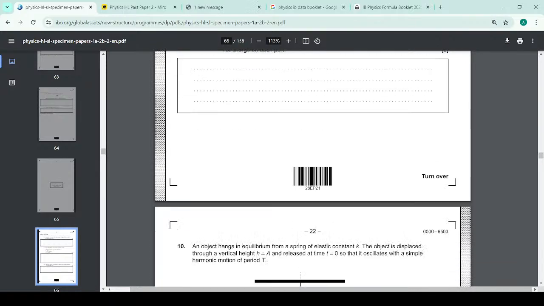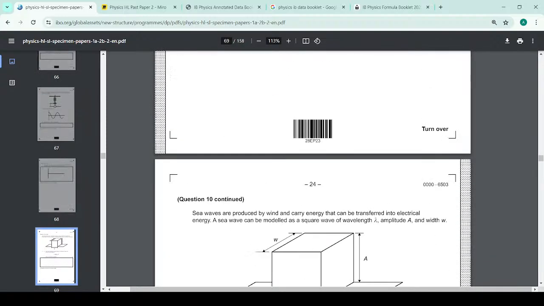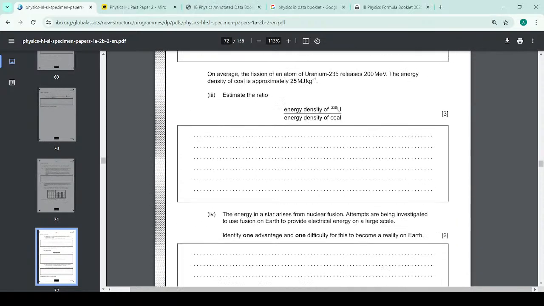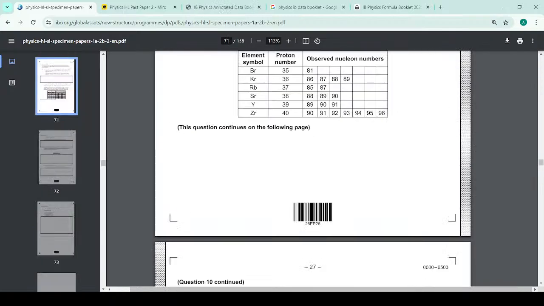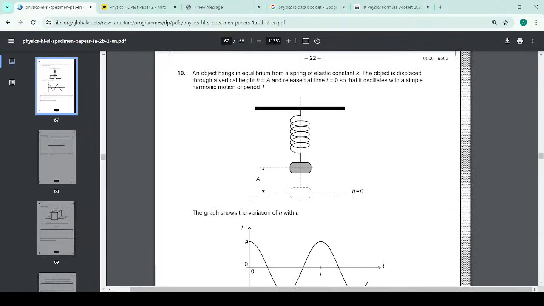And okay, so question 10. Right, so we can do question 10 for sure. Wow, question 10 is long. Okay. An object hangs in equilibrium from a spring of elastic constant K. The object is displaced through a vertical height h equals A and released at time t equals 0 so that it oscillates with simple harmonic motion of period T. The graph shows the variation of h with t.